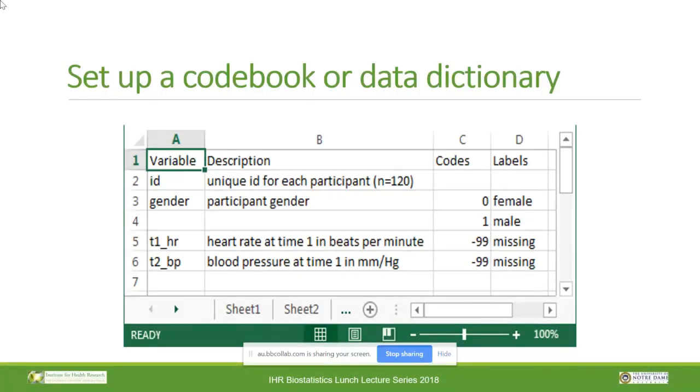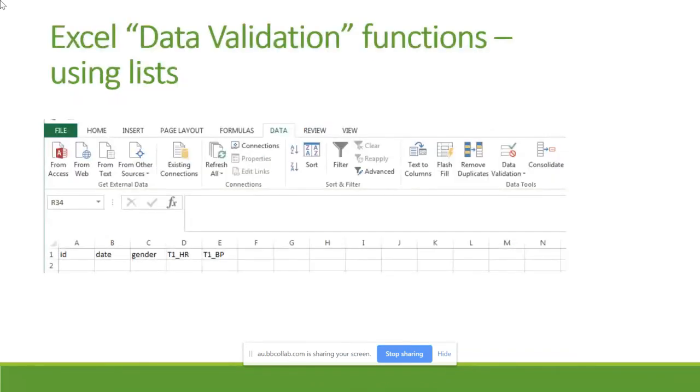I've got -9 for missing in this case for heart rate and blood pressure, because there's no way you could have a minus heart rate or blood pressure, and 0 and 1 for male and female. And I can use this to help set up a drop-down list in my cells, which limits data enterers to only the values I want them to be able to use.